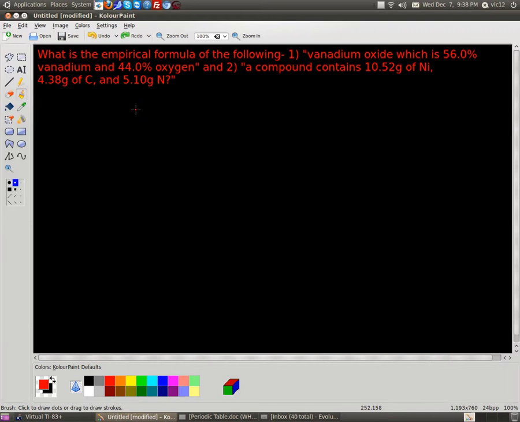So, let's just go ahead and start our columns. We have nickel, we have carbon, and we have nitrogen. Alright, so let's write their masses that were given to us underneath them.